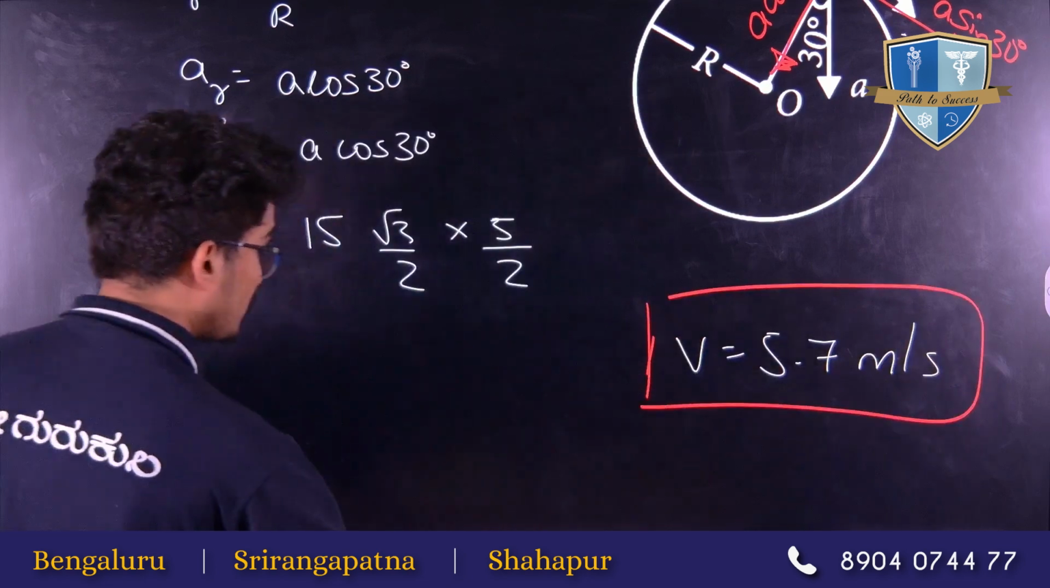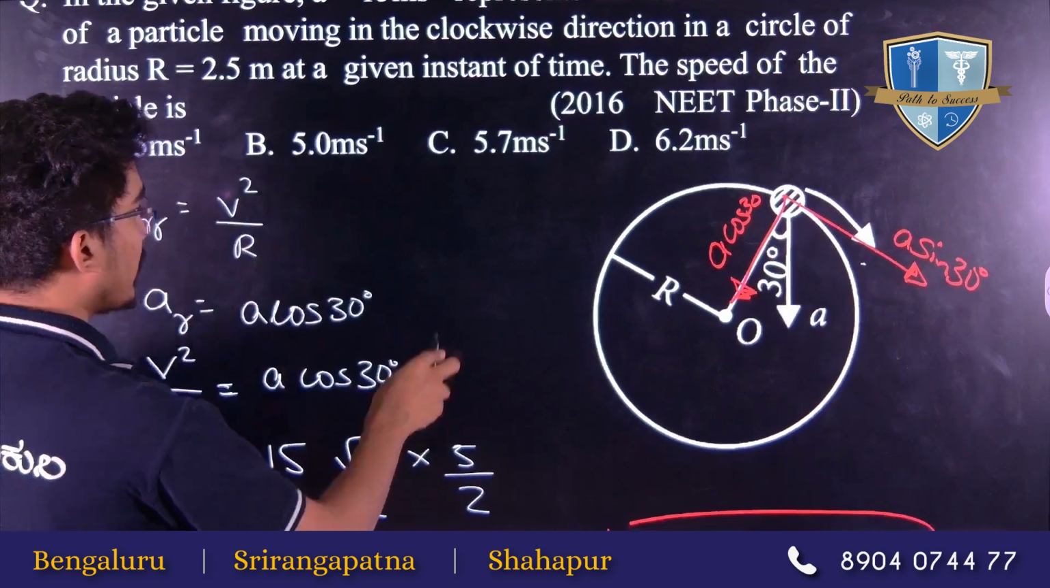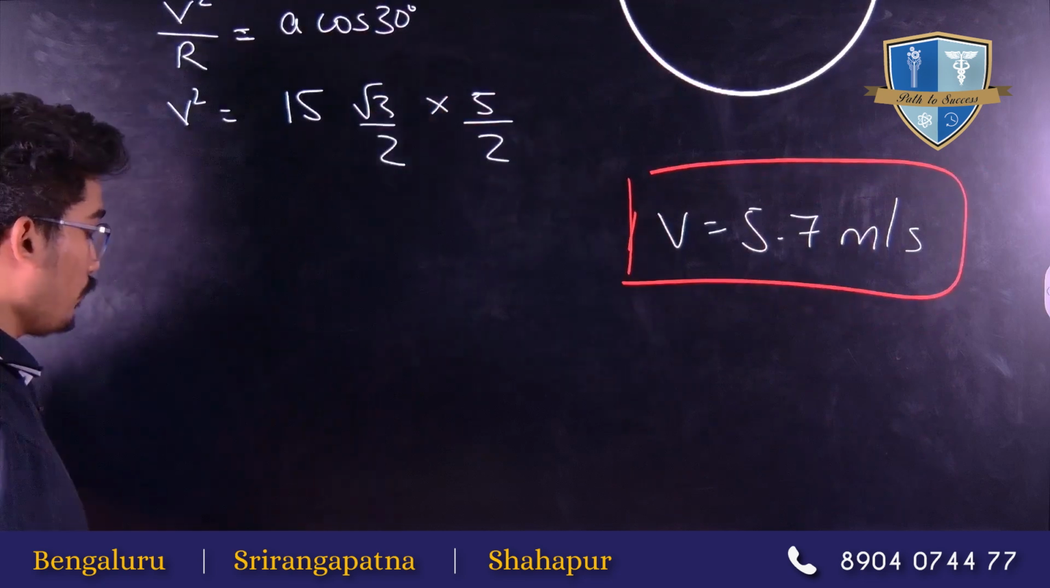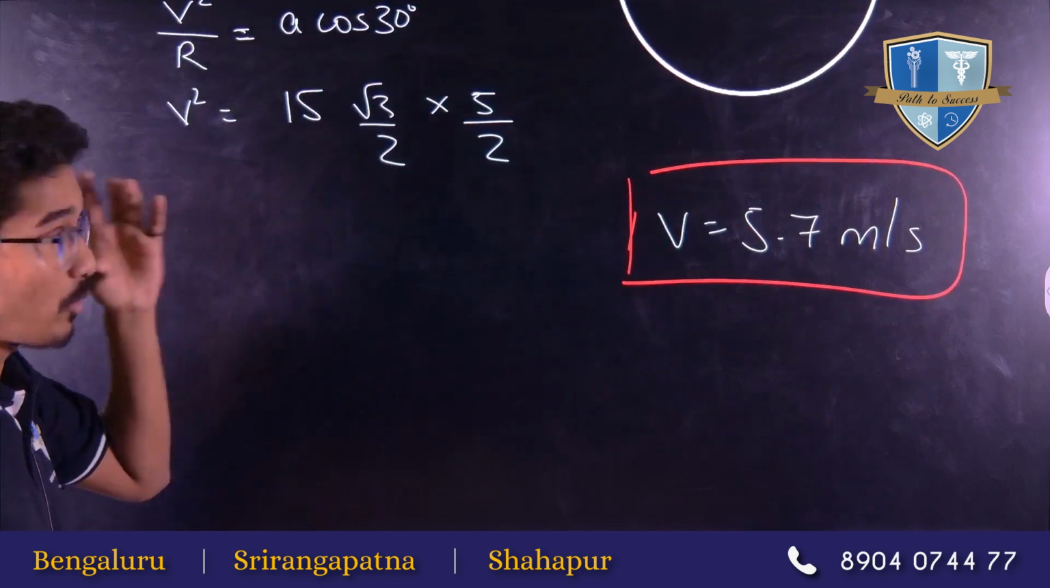Do we have any option? Yes, C is the correct option. Now without a calculator, how will we be able to solve this? Correct? This is the important question.